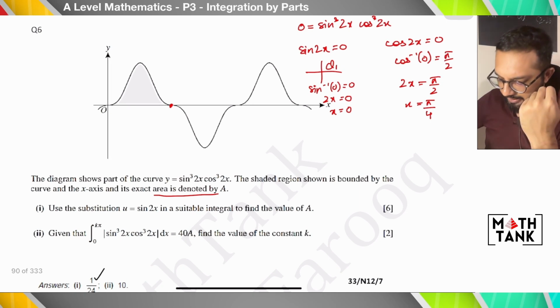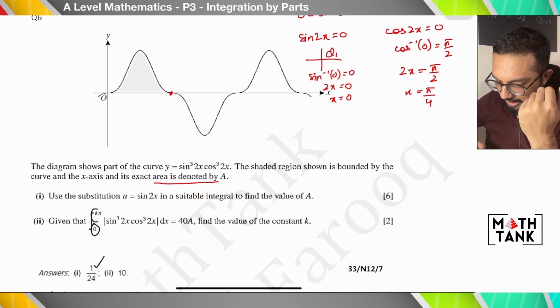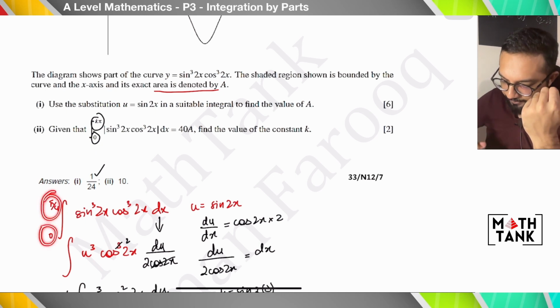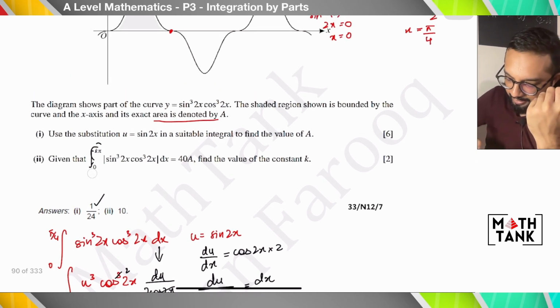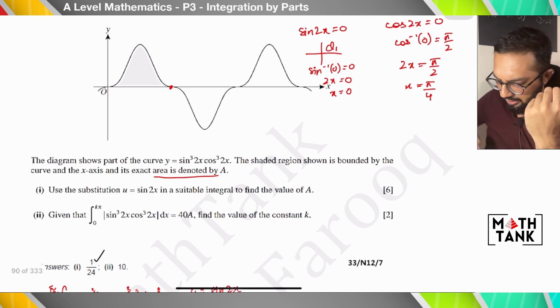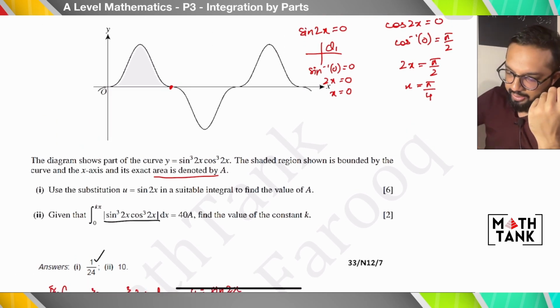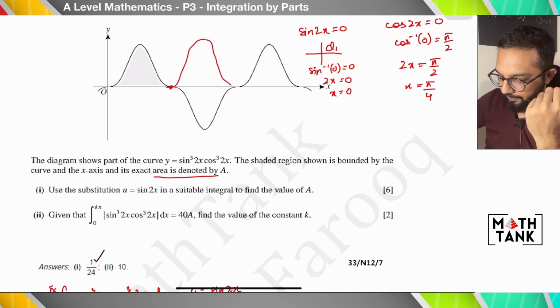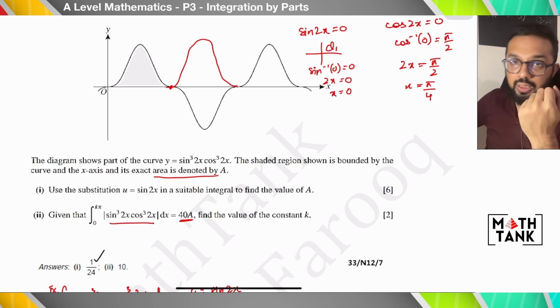Then part 2 is very interesting. Part 2 says given that 0 to k pi. Now notice that my limits right now were 0 to pi over 4. Okay, I want to find out when it would be k pi. The modulus of sine cubed 2x. So now I'm talking about a curve that goes like this again. This negative side gets reflected to the positive side. Why? Because I'm putting a modulus there. So that's the area that I'm talking about, and it's 40 times A.